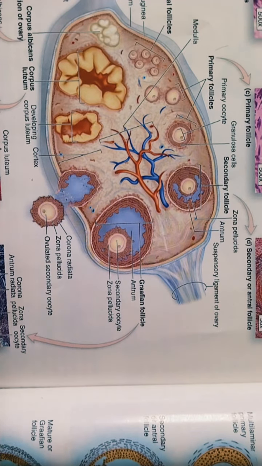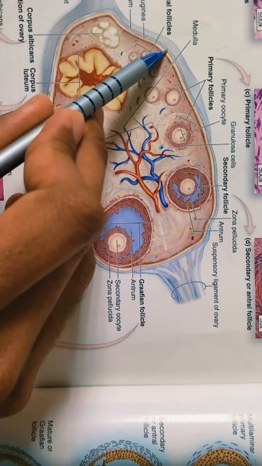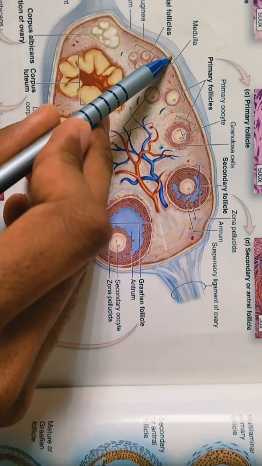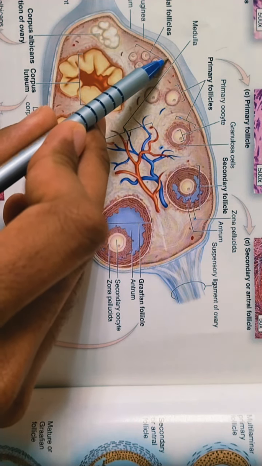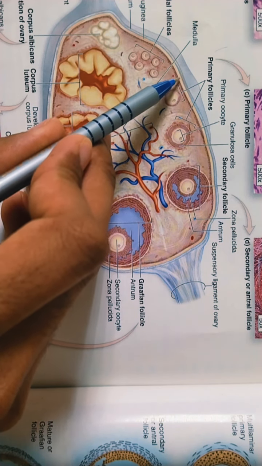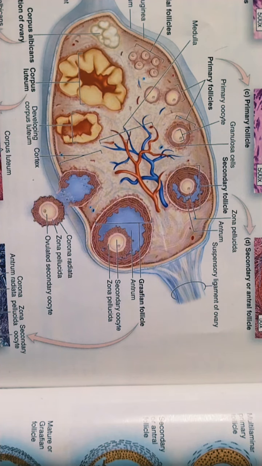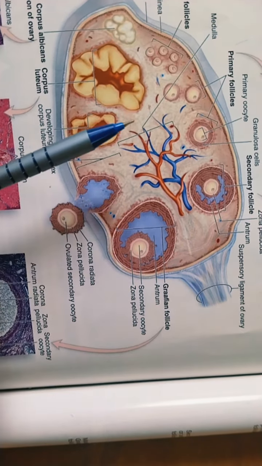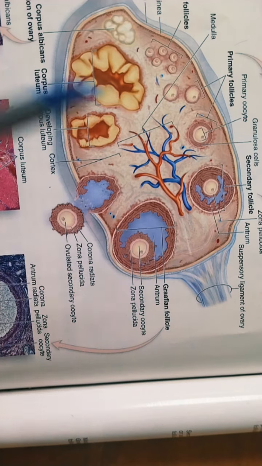Let's see in the diagram. This outer covering is cuboidal epithelium. It continues with the mesothelium. Then this pinkish white layer is the tunica albuginea. This whole thing is stroma, consisting of dense irregular connective tissue.